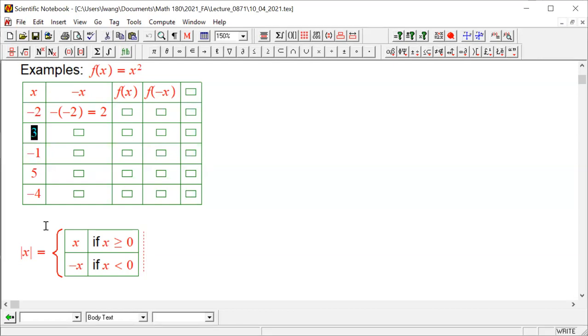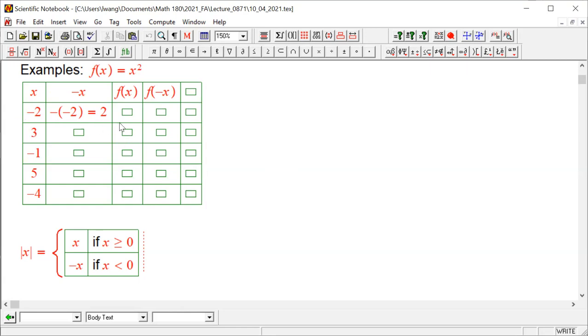Okay, so these examples I put in here are just to demonstrate that x is not necessarily positive. Negative x is not necessarily negative. x can represent any real number. It could be positive, negative, 0.